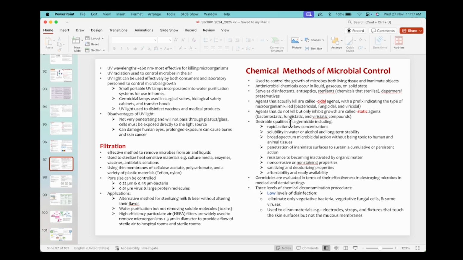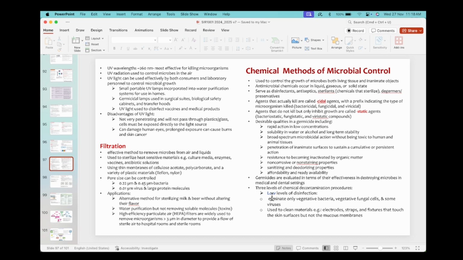The desirable qualities in a germicide include rapid action in low concentrations, solubility, broad spectrum, able to penetrate inanimate surfaces, able to withstand inactivation by organic matter. They are non-corrosive, non-staining, have sanitizing and deodorizing properties, and are affordable and readily available. So these are all the desirable qualities in a germicide.